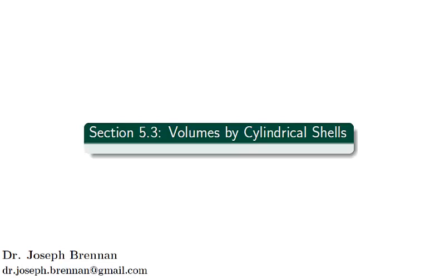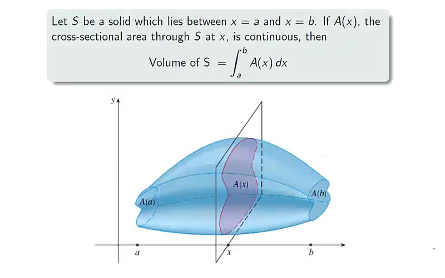Hello and welcome to section 5.3 on solids of revolution. As we learned in section 5.2, the volume of a solid can be calculated by first determining a function A, which represents the cross-sectional area through the solid, then integrating with respect to x. This just leaves us with the task of calculating the function A.